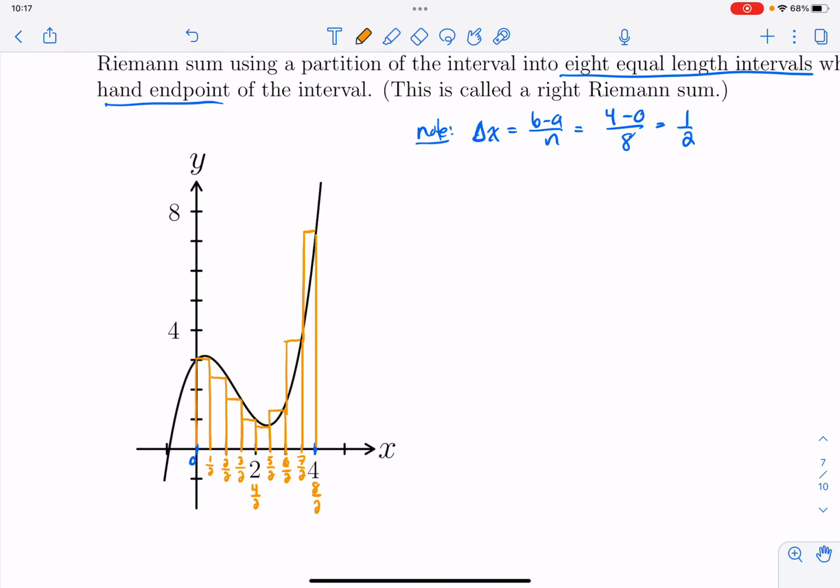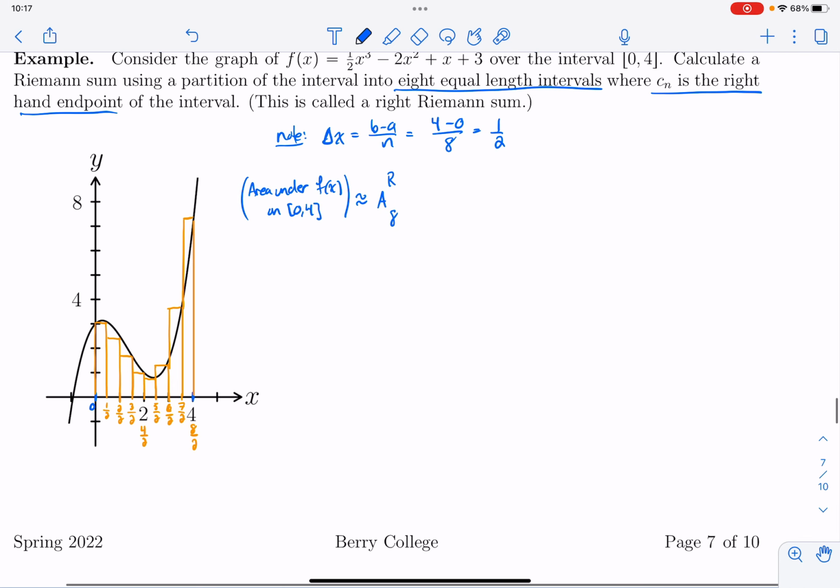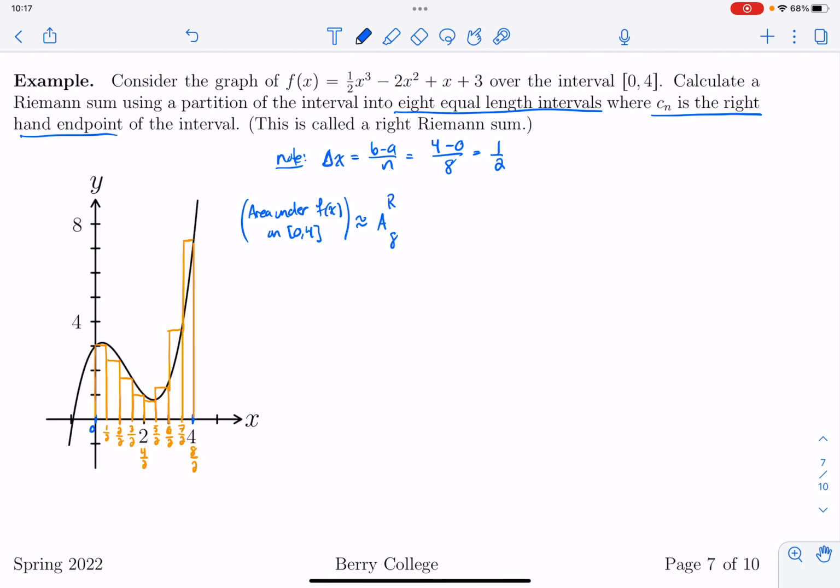And now we're going to do the exact same process we did before. So we're going to say that the area under f of x on 0 to 4 is approximately, here we're doing area with right endpoint sums using 8 rectangles.